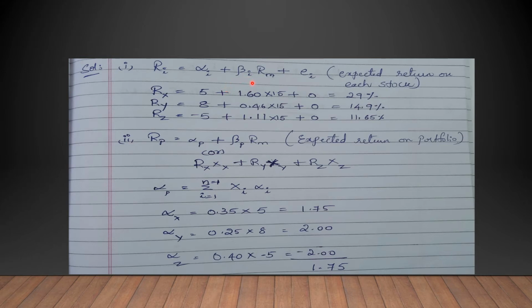So here beta i is nothing but the risk measure of the market, that is systematic risk. Then Rm is the return on the market or stock index, plus Ei. Ei is nothing but the residual value which cannot be specified. This residual factor, if it is given, you have to consider, otherwise it will be 0.